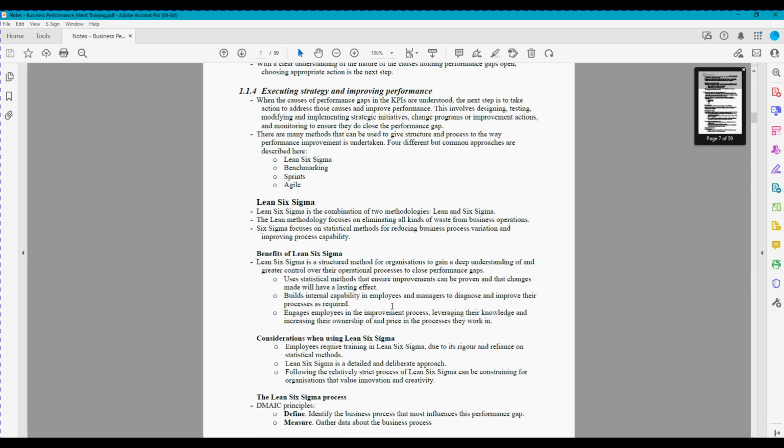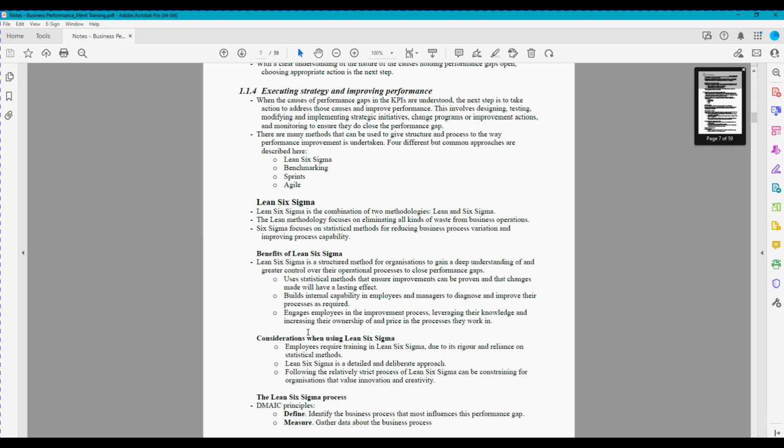Lean Six Sigma is essentially the combination of two methodologies: Lean and Six Sigma. The Lean methodology focuses on eliminating all kinds of waste from the business, whereas Six Sigma is more around statistical methods for reducing business process variation and improving process capability. The benefit of this model is that it's a structured method that enables organizations to develop a deep understanding and control over their operational processes, and to close performance gaps.